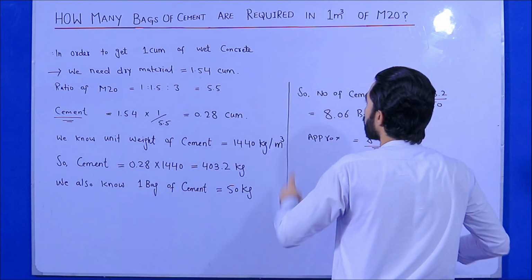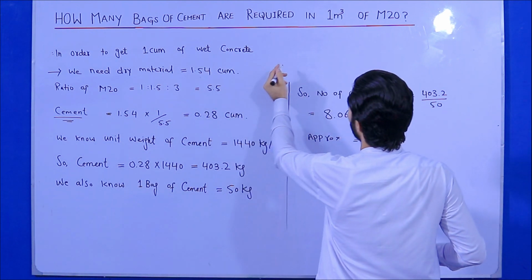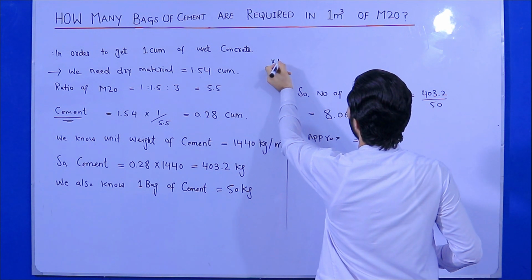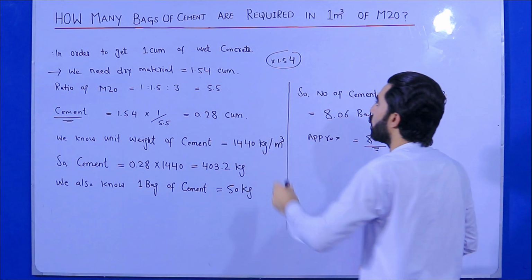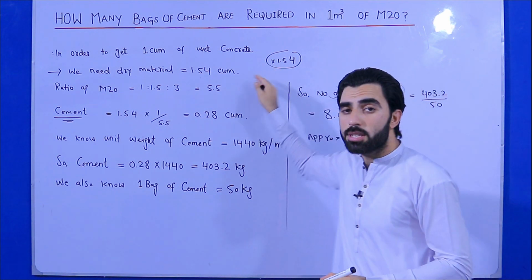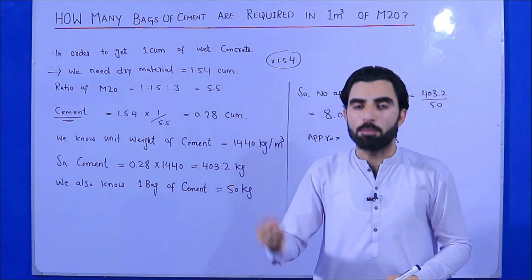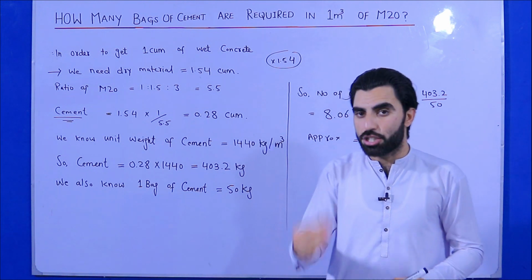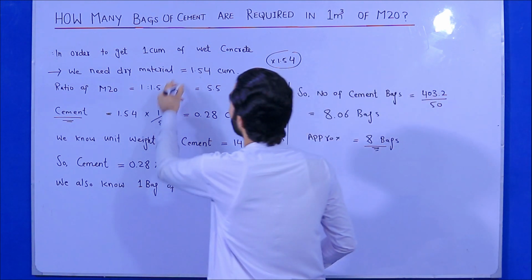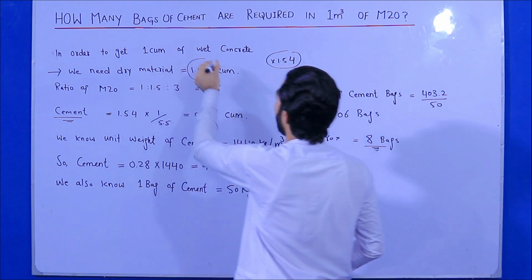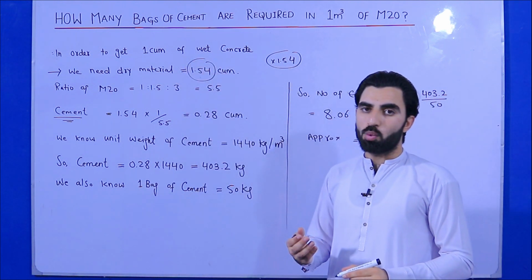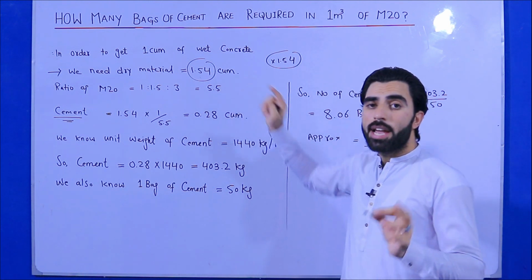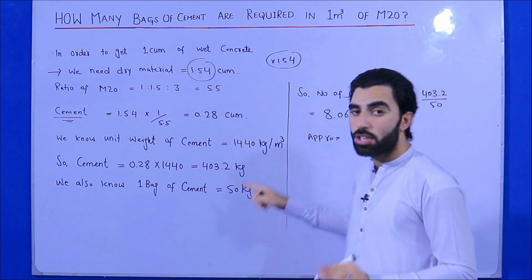As you know guys, to convert wet volume to the dry volume, we multiply with 1.54. We multiply the wet volume with 1.54 because wet volume increases 54% to get dry volume. Then we need dry material, that is 1.54 cubic meter. So now we will find the cement bags required for this volume in M20 grade concrete, right?